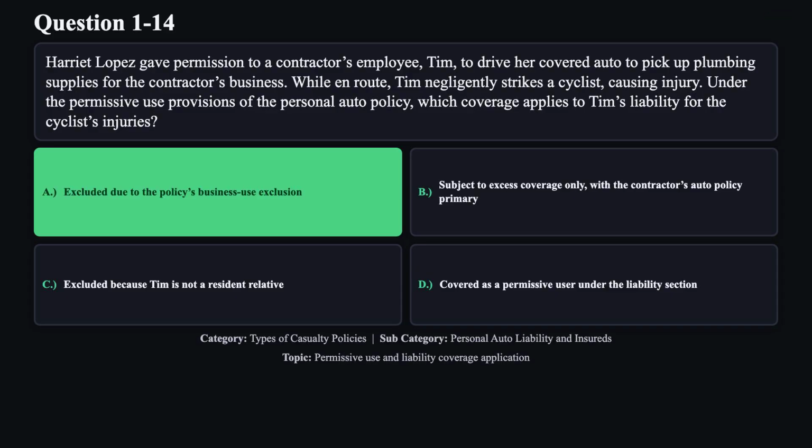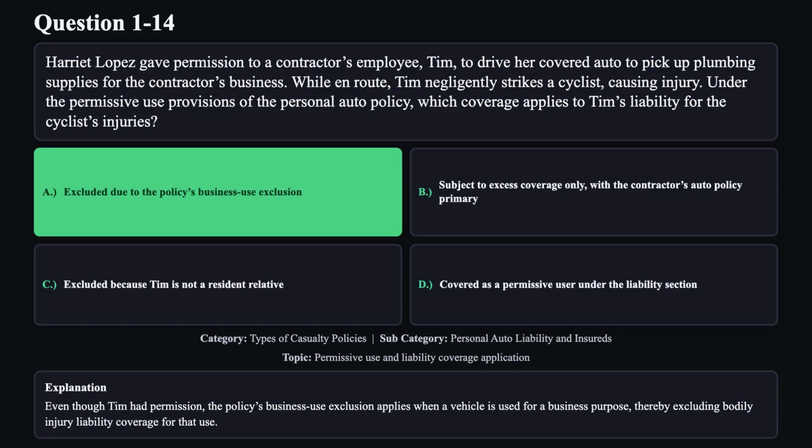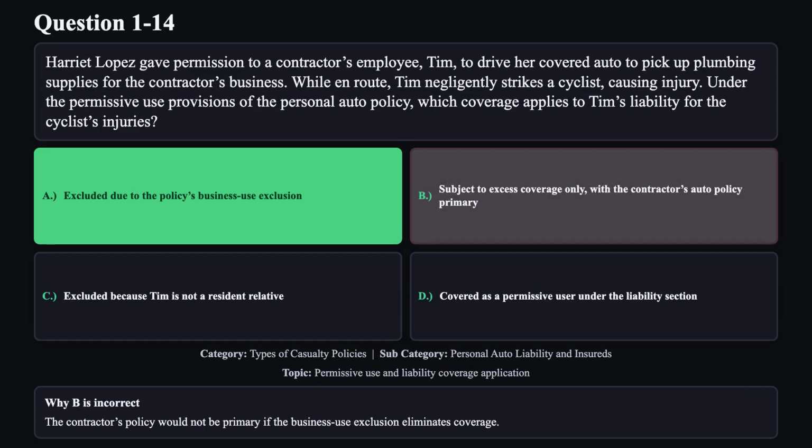The correct answer is A. Reason C is not correct. Fines or penalties are not part of property damage coverage and are typically excluded. Reason B is not correct. The contractor's policy would not be primary if the business use exclusion eliminates coverage.